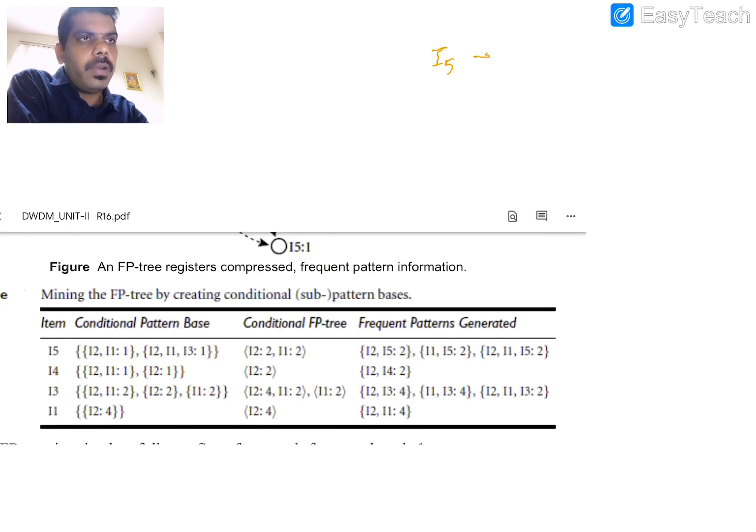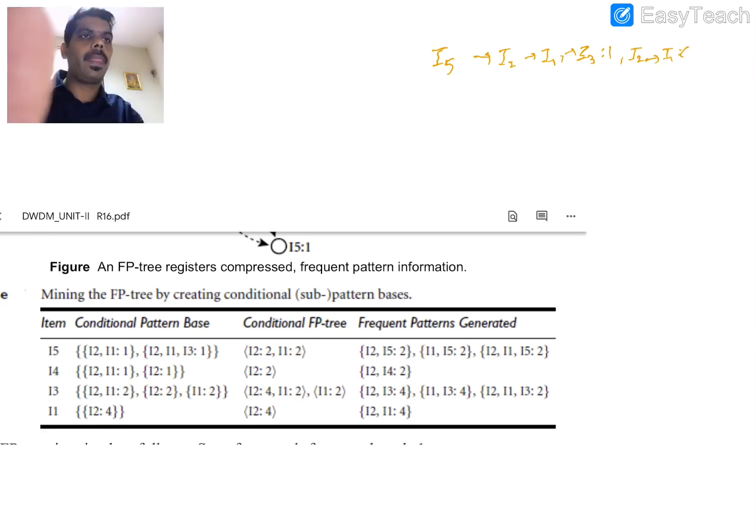See this. What is the path? I2, I1, I3. How many nodes? Only one node. And one more node is there, that is I2, I1. So this is one node. Okay. And next, in the same way, I4. Where is the I4? I2, I1. One node is there. Next I2, another node is there.